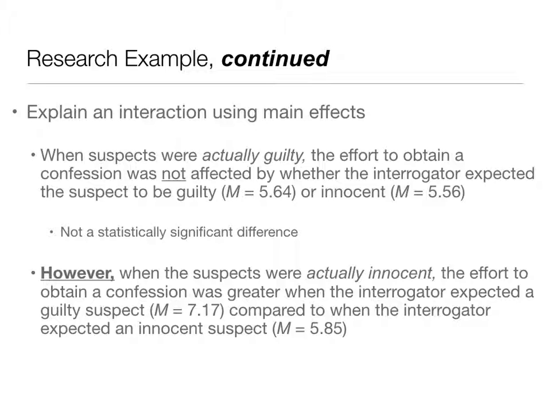And that's what we see here. So there wasn't a difference for actually guilty. However, there was a difference for actually innocent in interrogator expectation. When the suspect was actually innocent, the interrogator expected a guilty suspect. They put more effort into obtaining that confession than when the interrogator expected an innocent suspect. So again, we saw something different going on with effort to obtain a confession when we cross these two levels of the independent variable. And again, this ended up being a statistically significant difference.